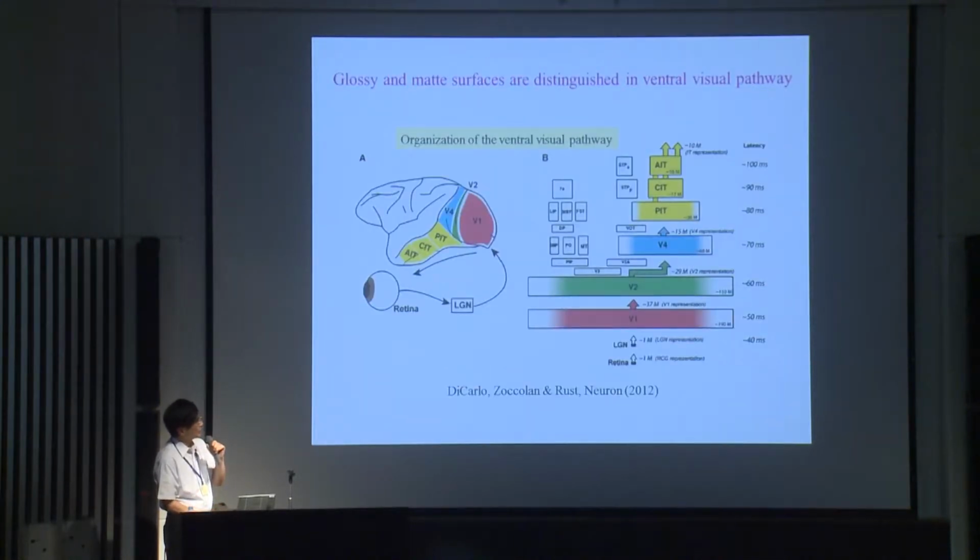This slide shows the organization of the ventral visual pathway. It starts from V1 and includes areas like V2, V4, and the inferior temporal cortex, or IT cortex. IT is divided into three sectors: posterior IT, PIT, central IT, CIT, and anterior IT, AIT. So our functional MRI study has shown that glossy and matte surfaces are distinguished in the areas in the ventral visual pathway.